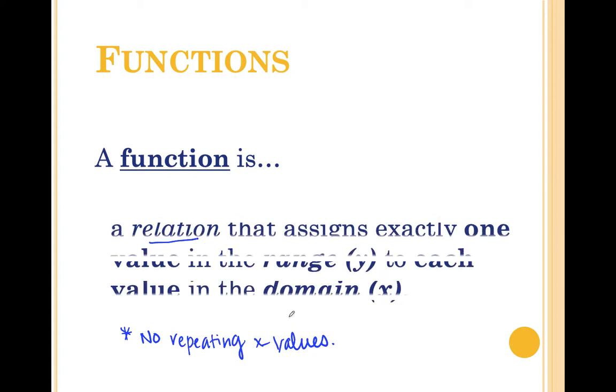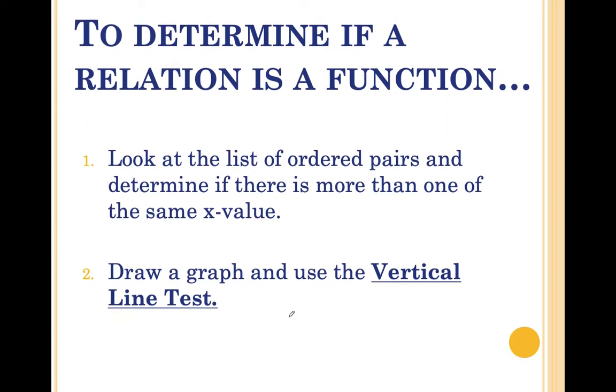Let's look at a few examples. So to determine if a relation is a function, number one, look at the list of ordered pairs and determine if there is more than one of the same x value. If there is, then it is not a function. If every x value is different, then it is a function. The second option is to use the vertical line test, which I will show you how to do in a minute.